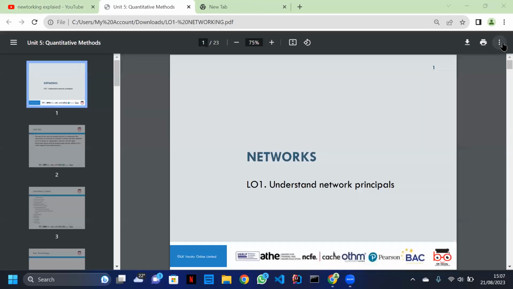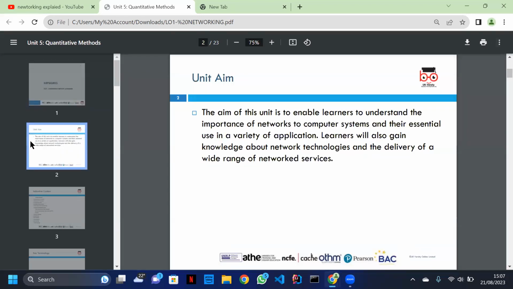Okay, so today we are starting with Unit 4, which is networks, computer networking, where we're going to understand network principles. The aim of this unit is to enable learners to understand the importance of networks to computer systems and their essential use in a variety of applications. The learner will also gain knowledge about network technology and the delivery of a wide range of network services.